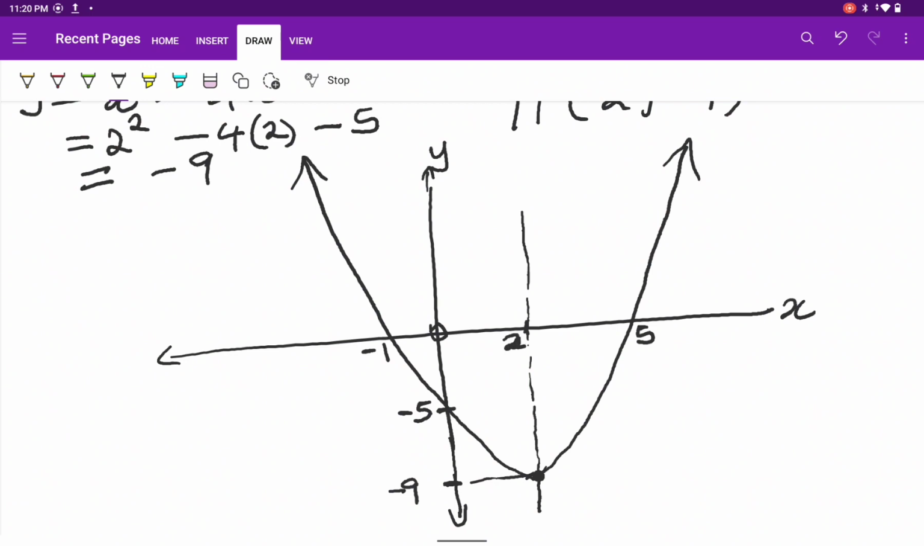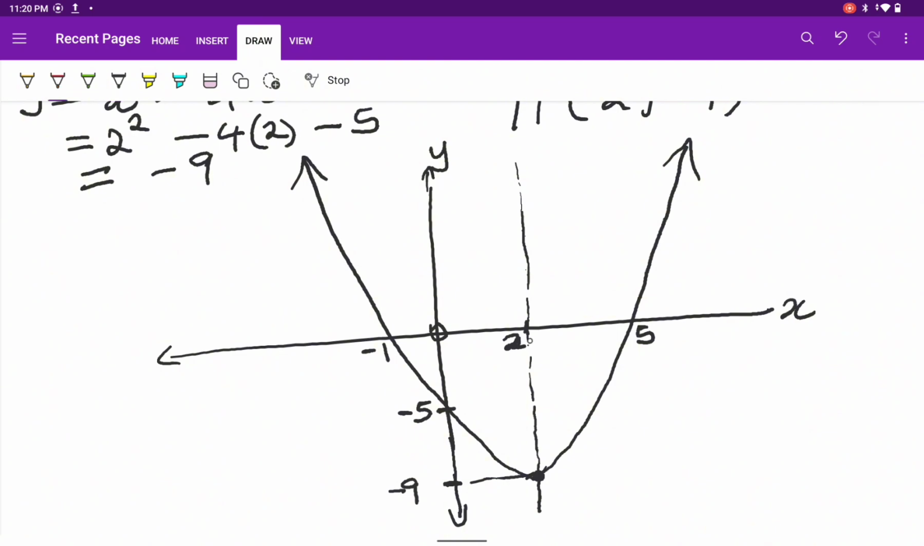Now something that is very important here: the axis of symmetry. Now this line of the x-coordinate of the turning point, it's actually the axis of symmetry. It is dividing our parabola into two equal parts. So it means we can use this fact to our advantage.